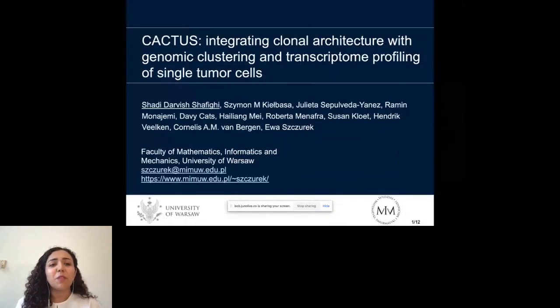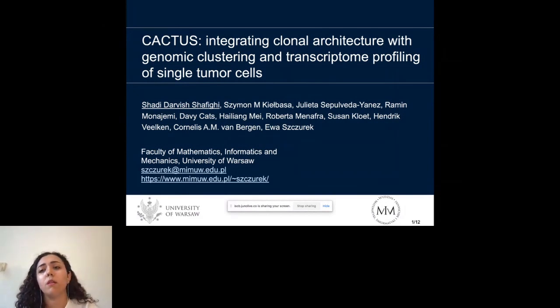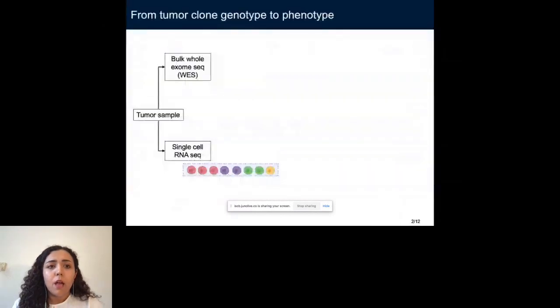Hi, I'm Shadi Darvish Shafighi, and I'm so excited to talk about CACTUS, which is about integrating clonal architecture with genomic clustering and transcriptome profiling of single tumor cells. Here in this work, we are trying to go from a tumor clone genotype to the phenotype.